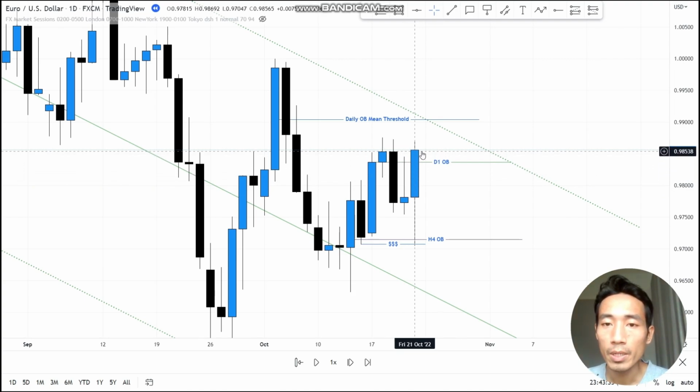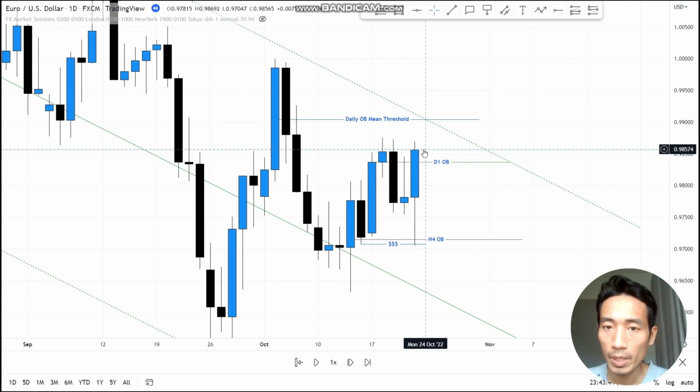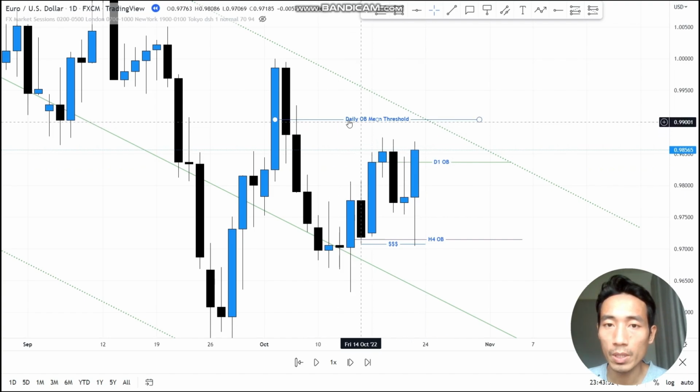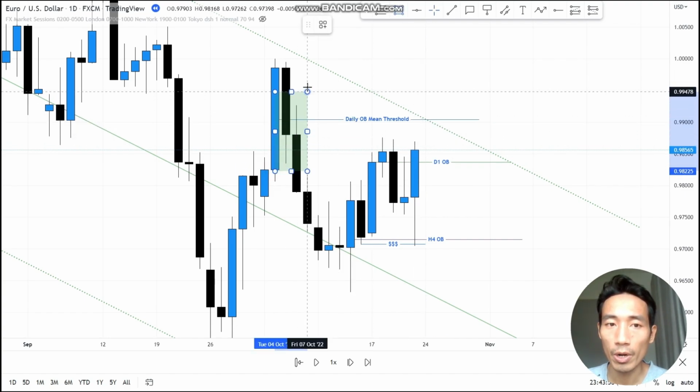What does that mean? That means today what I am expecting for the daily buyers is to be bullish. I'm expecting it to open, trade down a little bit, and then trade higher to the daily order block mean threshold right here. I mean this candle right here.